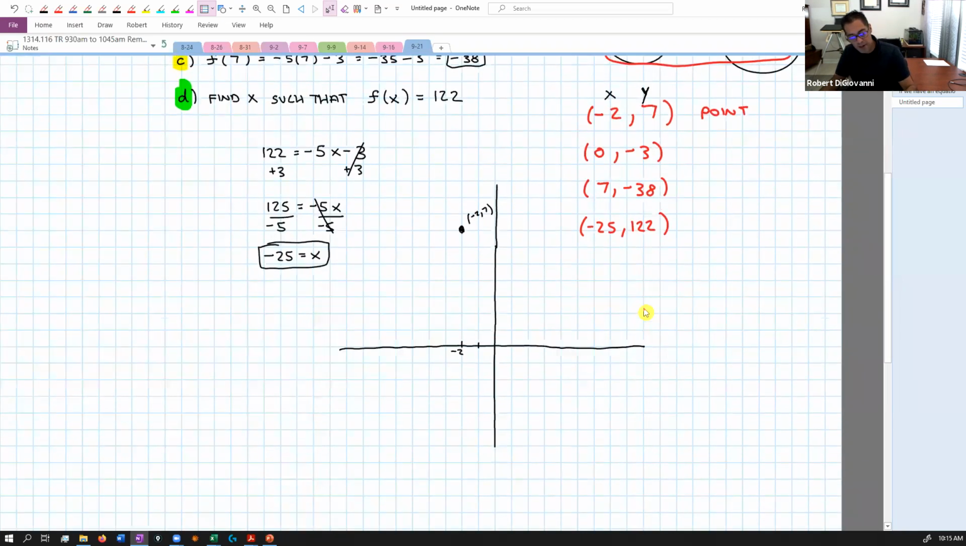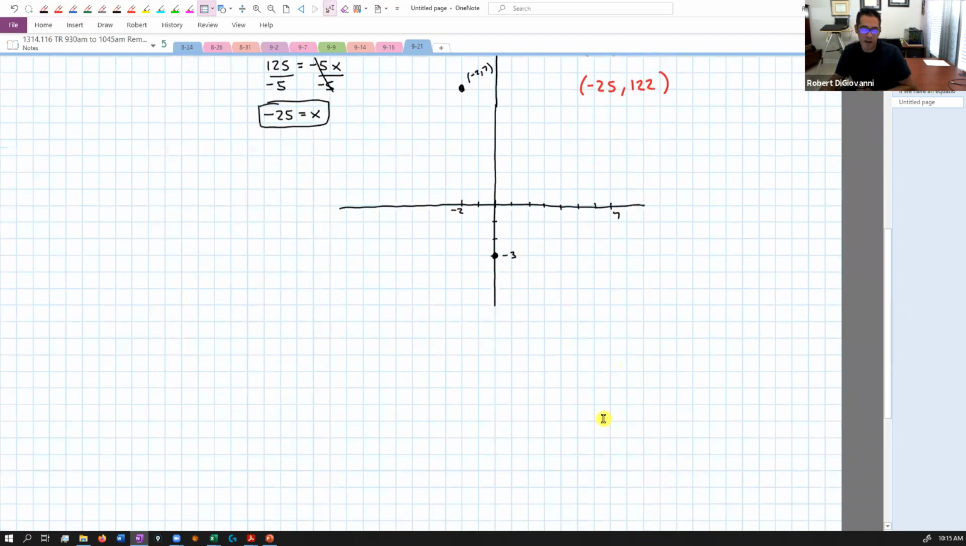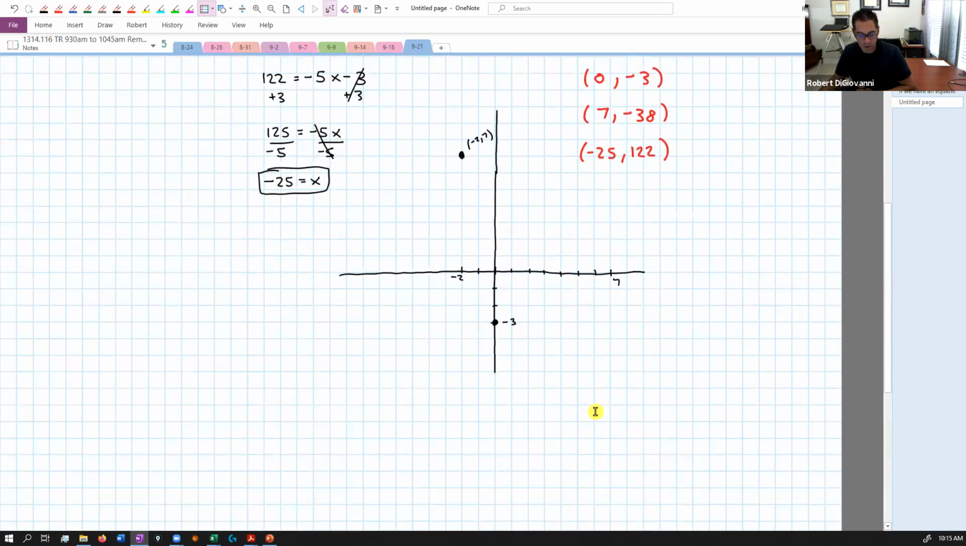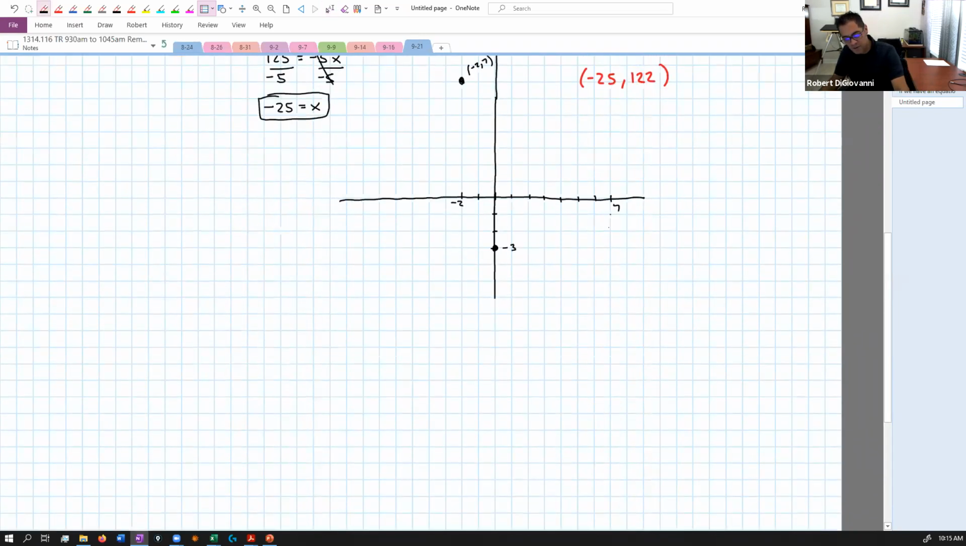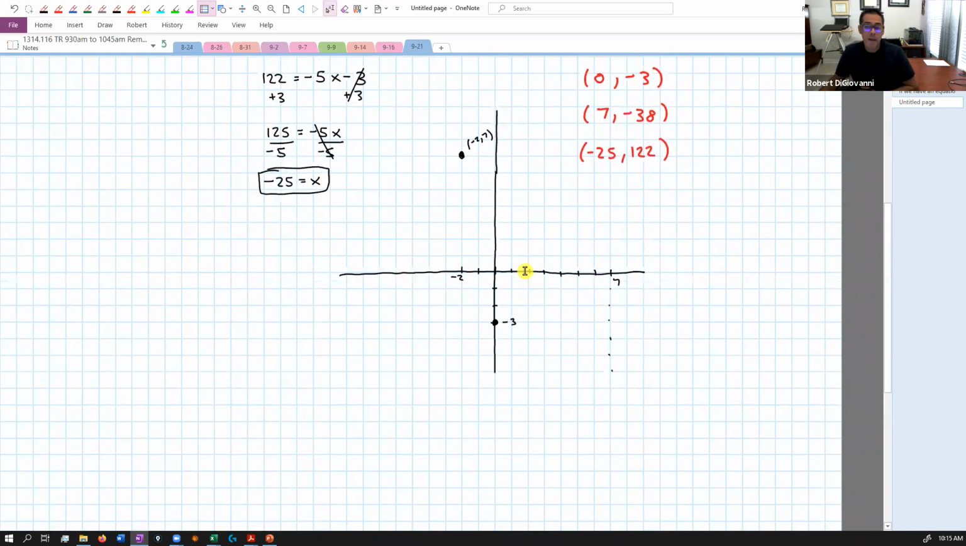0, negative 3 would be, let's see, 0, down 3, would be another point. 7, negative 38. Uh-oh. 1, 2, 3, 4, 5, 6, 7. Here's 7. I have to go down 38. Okay, I'm not going to be able to. I'm probably going to run out of room. No, I'm not going to. But if we start to do all of these points, we will get a feel for what it looks like.